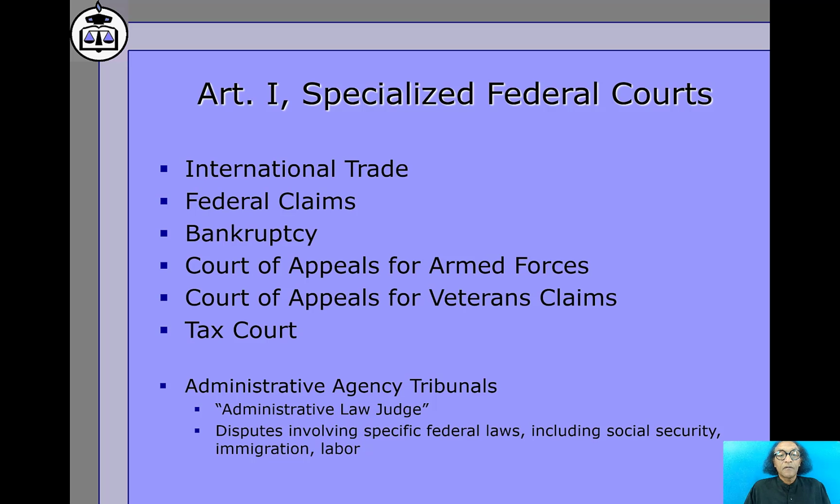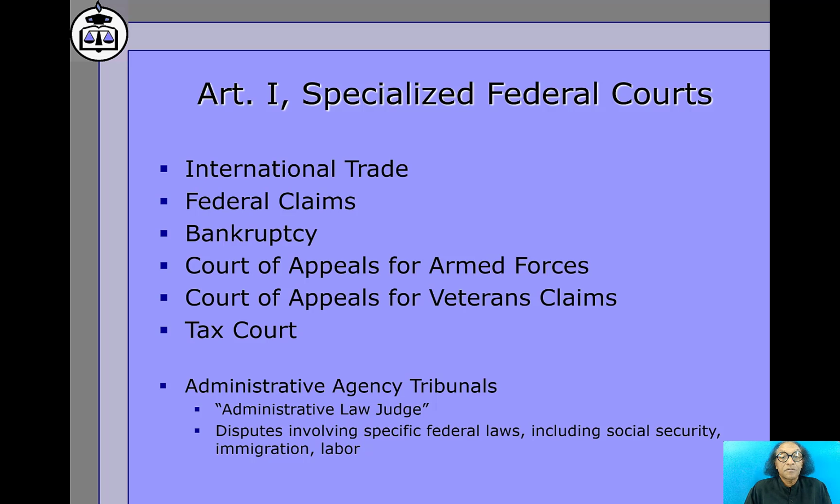Now, there are also a class of federal courts known as Article 1 courts, because they're created not under Article 3, which is what the U.S. district courts are, but under Article 1, called legislative courts, because they're created by the legislature, by Congress. Article 3 courts are created by the Constitution. Only Congress, under authority of Article 3, creates the lower courts.